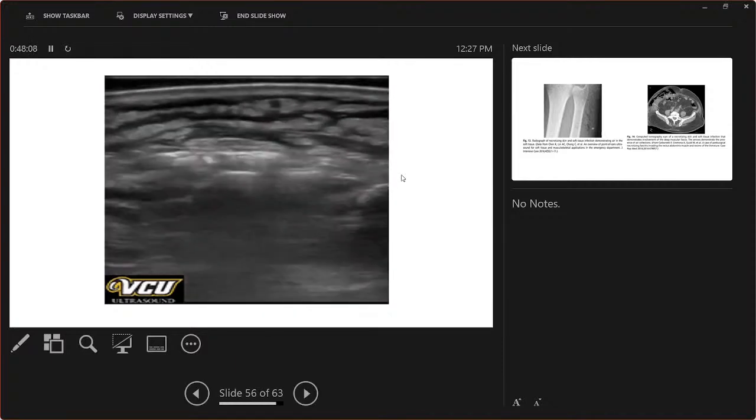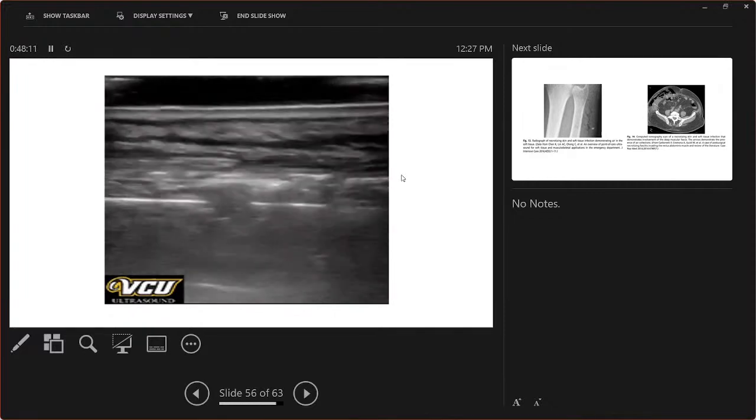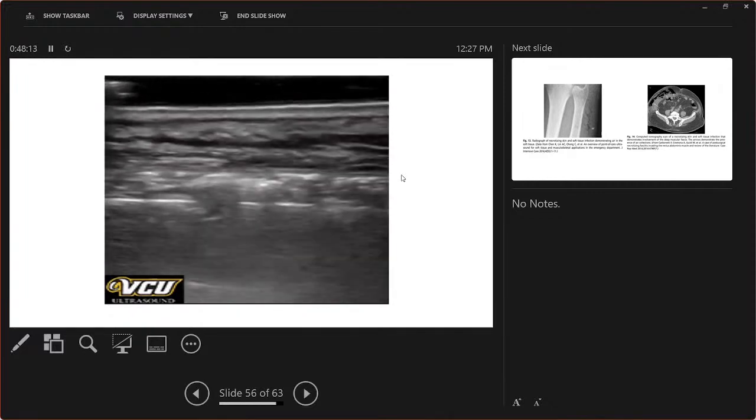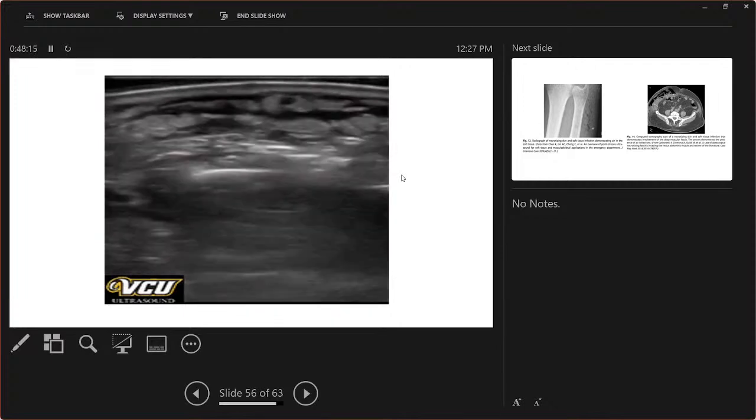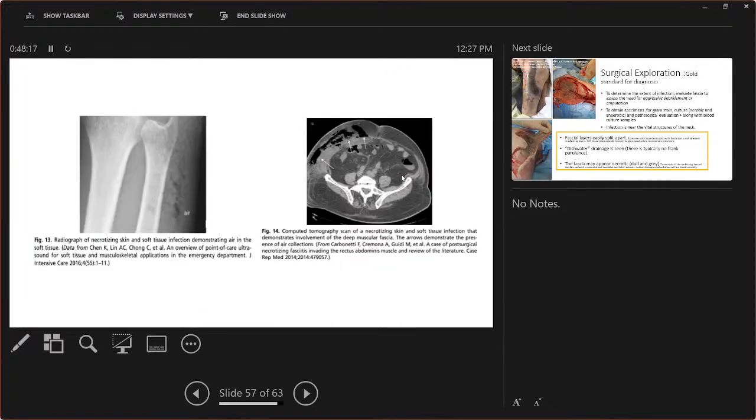Again, the focus finding of subcutaneous fascial thickening is seen here. This is an X-ray finding of gas gangrene, where we can see air present in the soft tissue, and this is a CT with gas present in the muscular fascia.